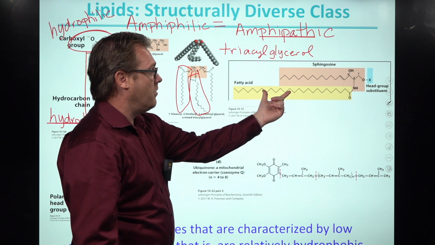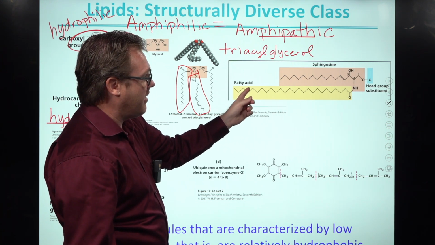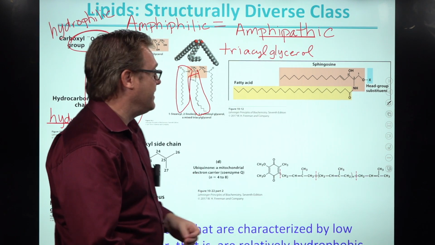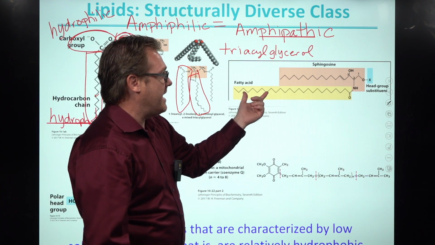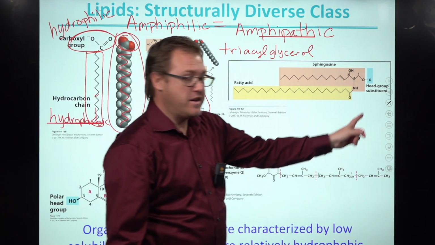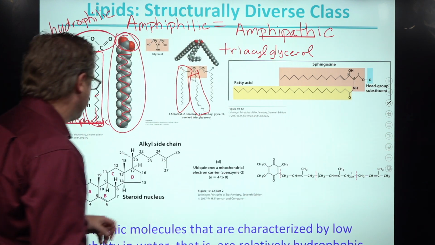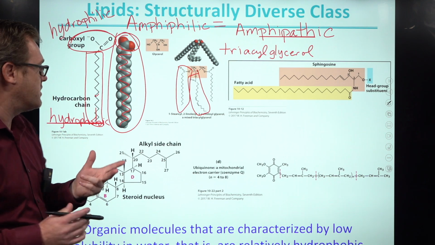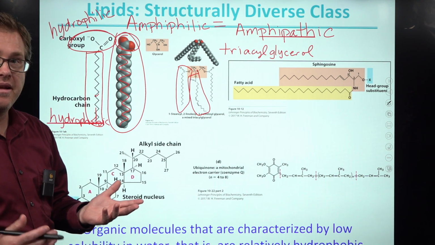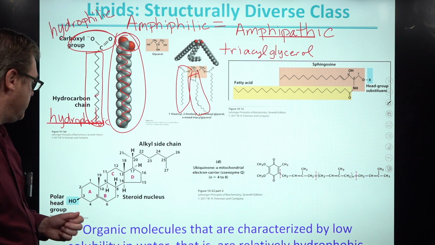And now we have, what do we see here? It looks a little bit different, right? But we see fatty acids and something called a sphingosine. And then we're going to have different types of head groups. So this whole slide is to illustrate diversity when we're talking about lipids.